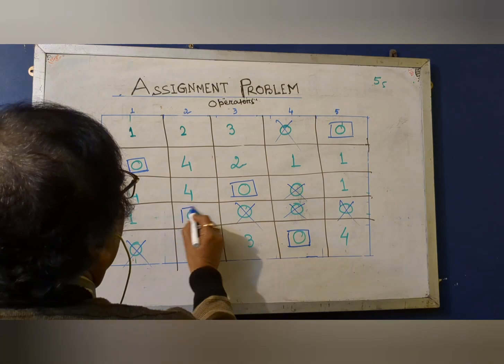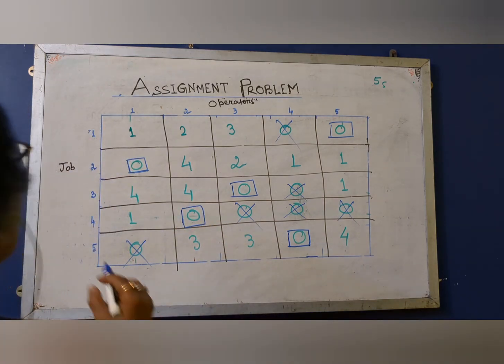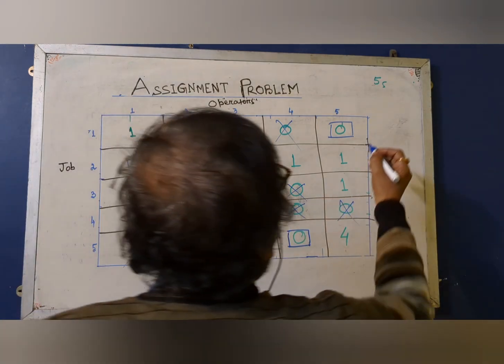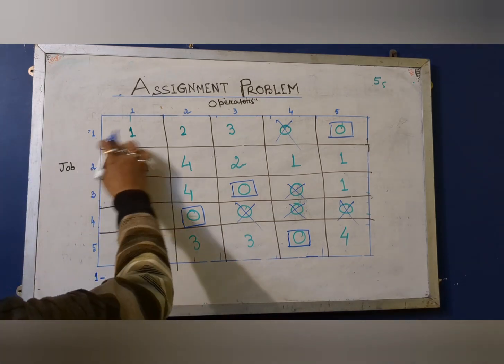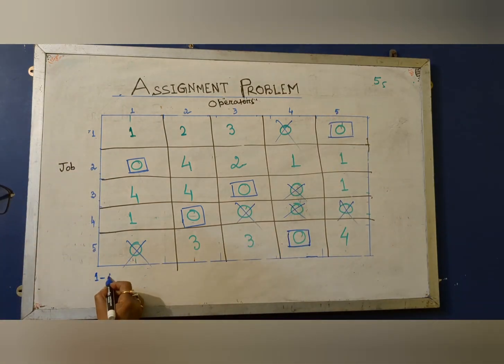And this is the last one. That means what will be your answer? Your answer will be the first job. I am writing first job. The first job is to be allocated to the fifth operator.